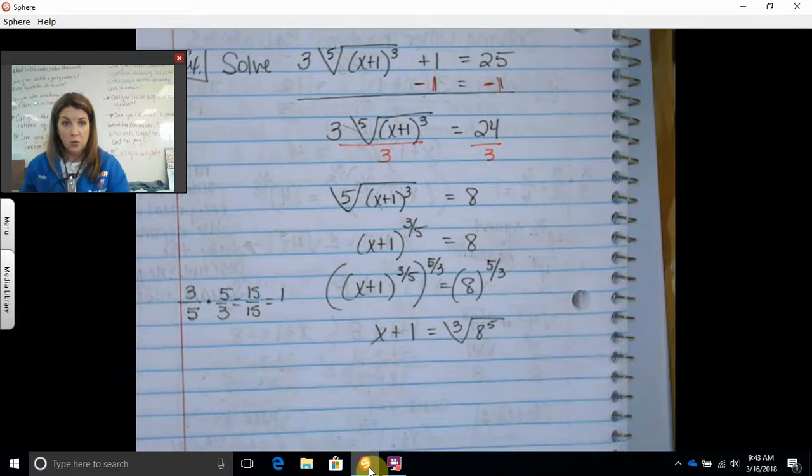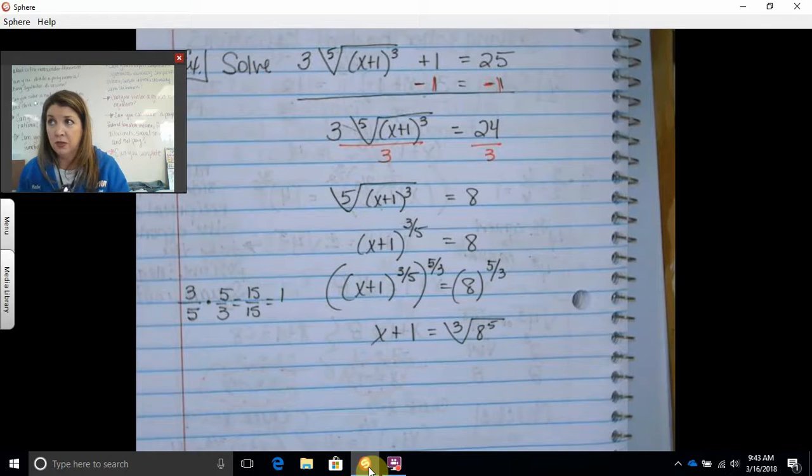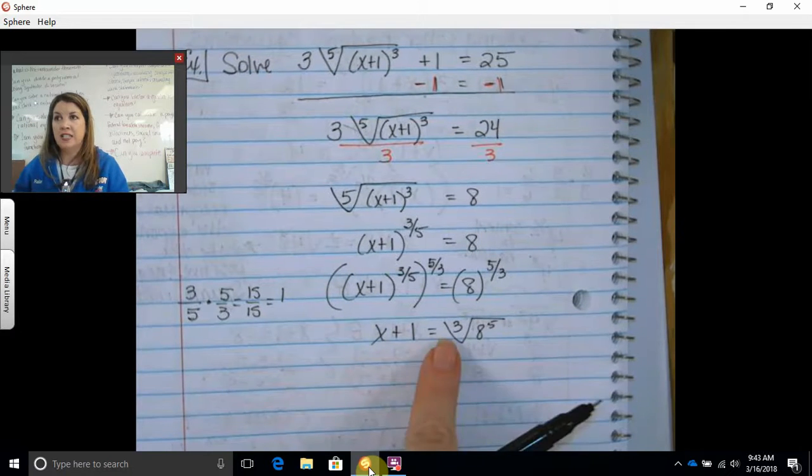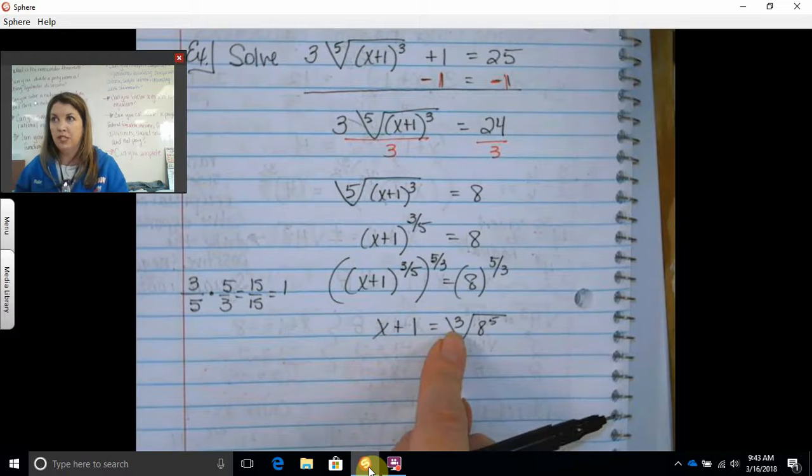Now listen, when your index is odd, you don't do plus or minus. When it's even, we do plus or minus because the square root of 4 is what? 2, because 2 times 2 is 4. But isn't it also negative 2? Because negative 2 times negative 2 is also positive 4, right? But think about the cubed root of 8. Can the cubed root of 8 be negative 2? No, because negative 2 times negative 2 times negative 2 is negative 8. So if your index is odd, you don't do positive and negative. You do positive and negative when your index is even. Square root, 4th root, 6th root, 8th root, etc. Know what I'm saying? Okay, so this will only give us one answer.